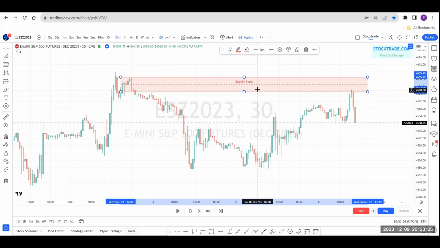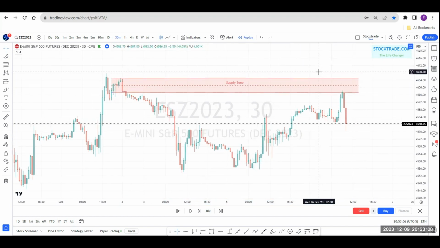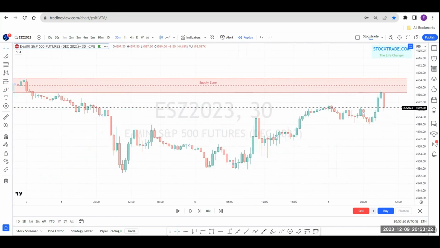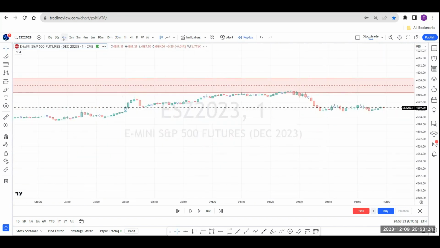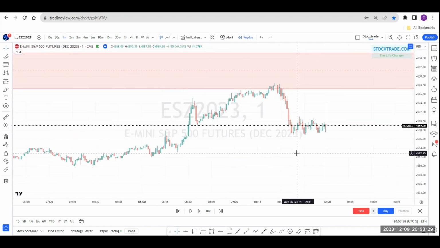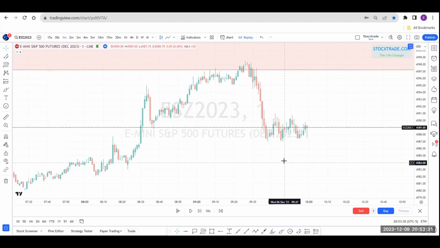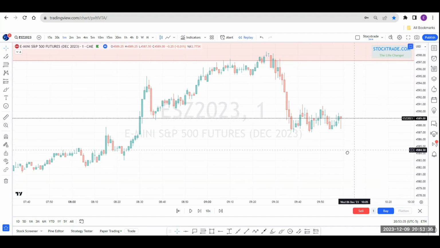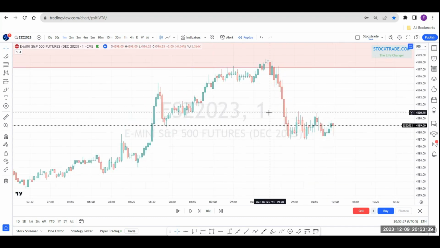If the market goes inside this supply zone, I will shift to 1 minute. I want to see the same strategy. I want to see the same change of character, the same impulsive move, and the same major change of character. There are two things you can do: either you can adjust your eyes with the sell.